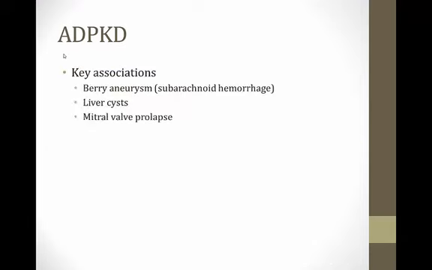There are a couple of very important and high yield associations with ADPKD that you should know about. The first one is berry aneurysms. These are aneurysms in the brain in the circle of Willis, and if they rupture, they will cause a subarachnoid hemorrhage. And in fact, many patients with autosomal dominant polycystic kidney disease die from subarachnoid hemorrhage. Patients with this condition also get liver cysts, and they can also develop mitral valve prolapse.